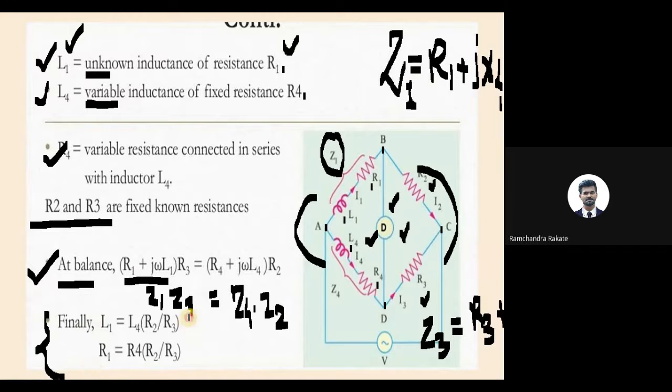So we can note this down. L1 is equal to L4 into R2 upon R3, and R1 is equal to R4 into R2 divided by R3. These are the equations for the Maxwell inductance bridge.